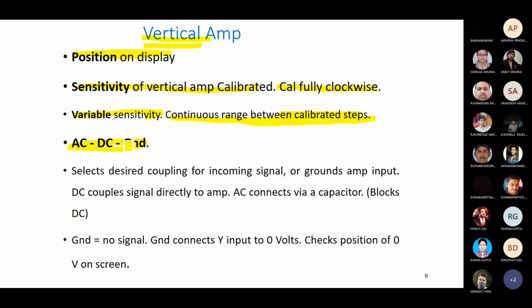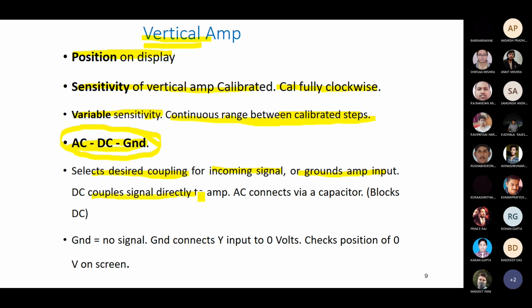If you want to use your probe for measuring AC components, you have to set it to AC. If you want to measure DC components, you need to set it to DC. And if you want to see where your ground is, meaning which reference you are going to measure, DC value or AC value, set it to ground. So you can understand where your ground is. This selects the desired coupling. So this is called the coupling.